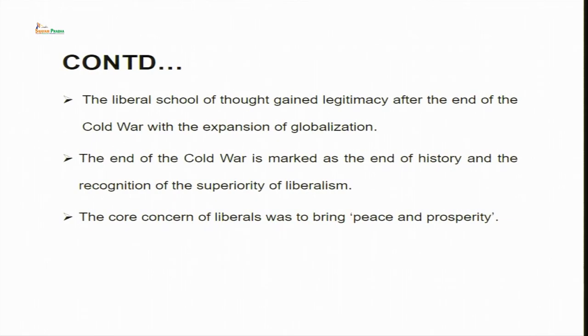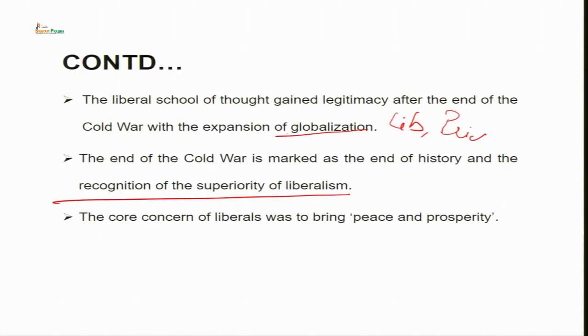So, basically the liberal school of thought gained legitimacy after the end of the Cold War. During the time of the Cold War, it had certain good phases, certain bad phases, so there were ups and downs. But with the expansion of globalization and along with that liberalization and privatization, liberalism flourished. The end of the Cold War is marked as the end of history. The End of History and the Last Man by Francis Fukuyama became a very famous concept, and it led to the recognition of the supremacy of liberalism.